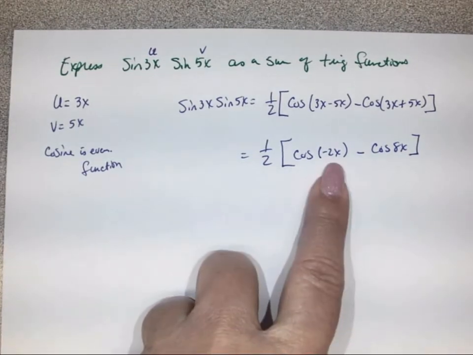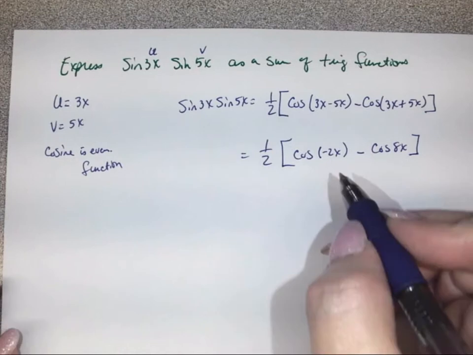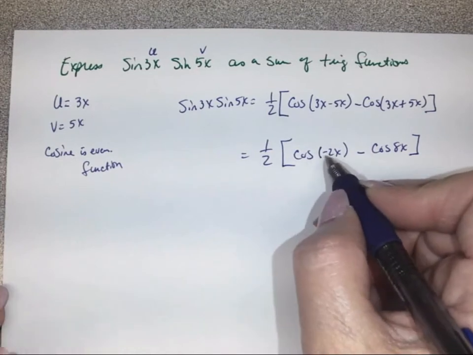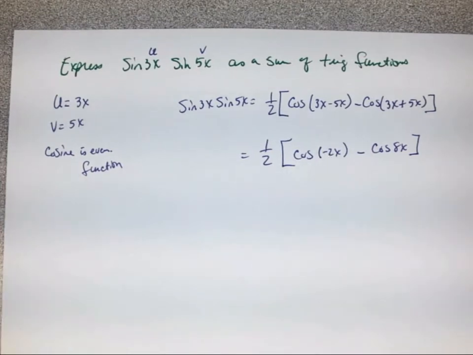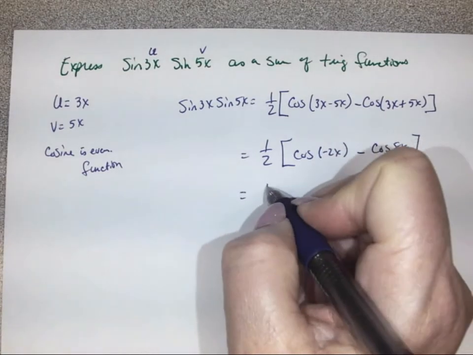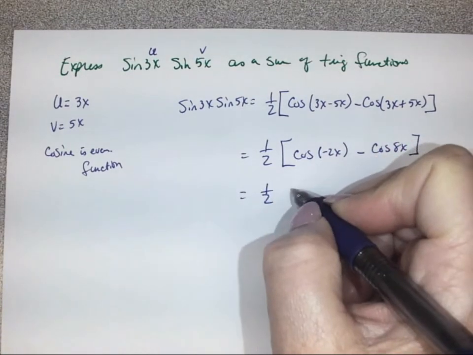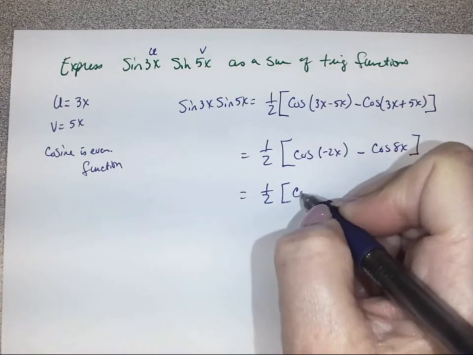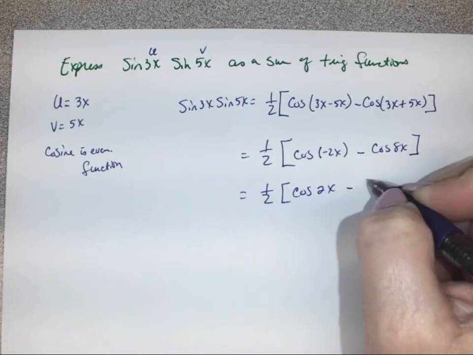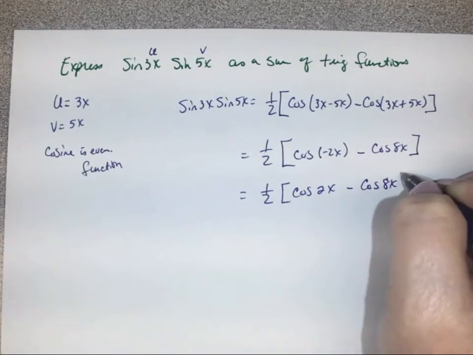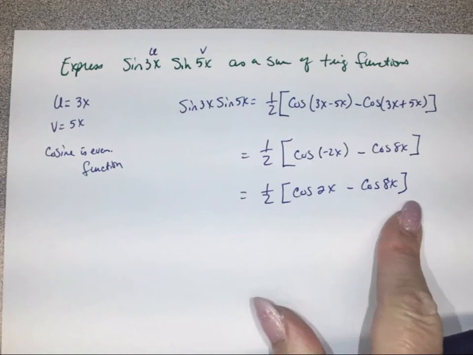Now, cosine is an even function, so that means that negative sign gets absorbed into it because it's like an x squared type of function. So we'll have 1/2 times the cosine of 2x minus the cosine of 8x. So that's a respectable answer.